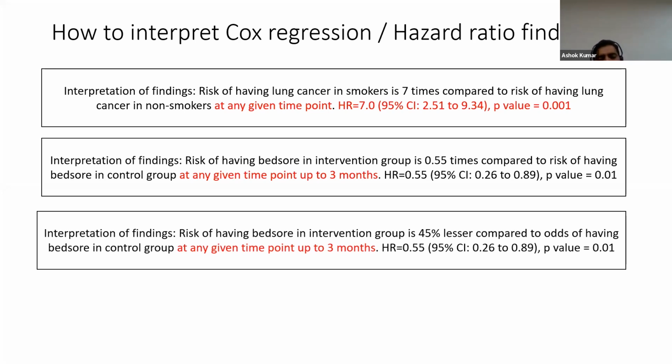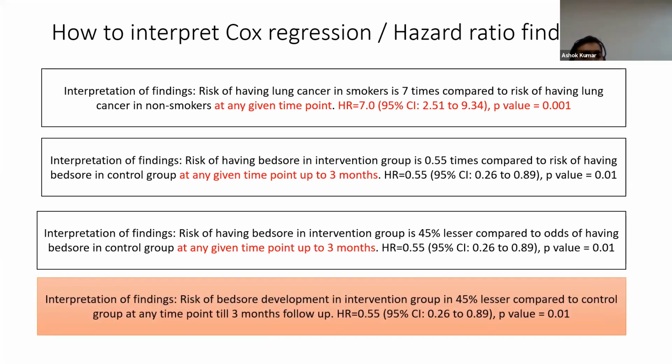Now, risk of having bed sore in the intervention group is 45% lesser compared to, sorry, not odds, risk of having bed sore in the control group at any given time point up to 3 months. And we have to give hazard ratio like this. This is a hypothetical value. You do not need to fix this sentence; you can change it and make a beautiful sentence like this: risk of bed sore development in the intervention group is 45% lesser compared to the control group at any time point till 3 months follow-up. So in hazard ratio, you have to mention the time period.